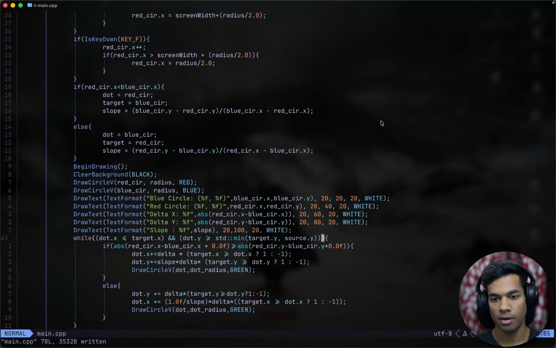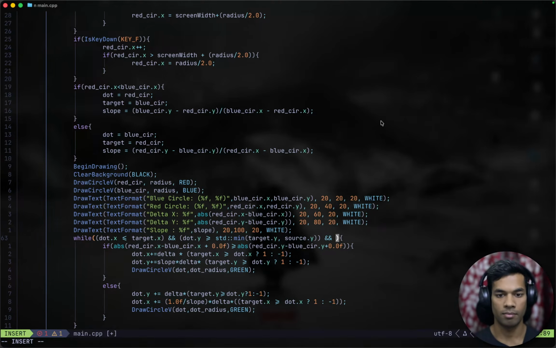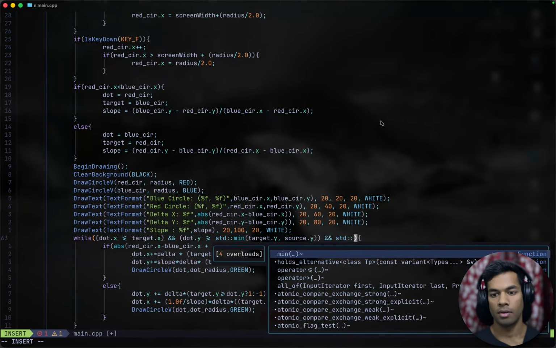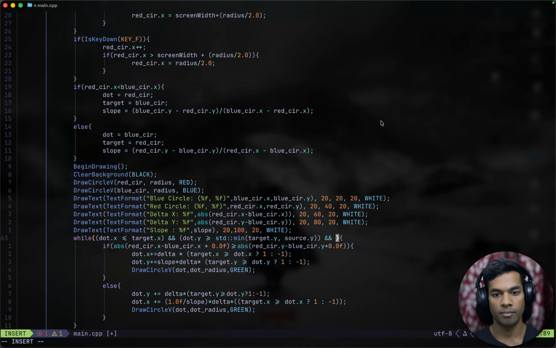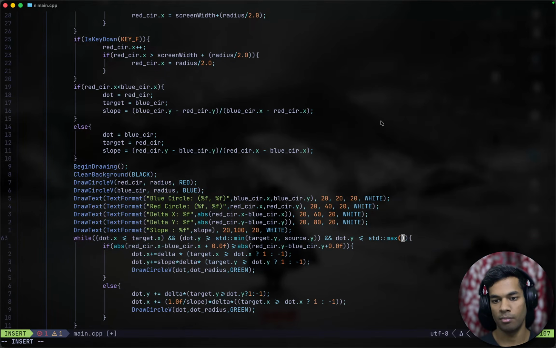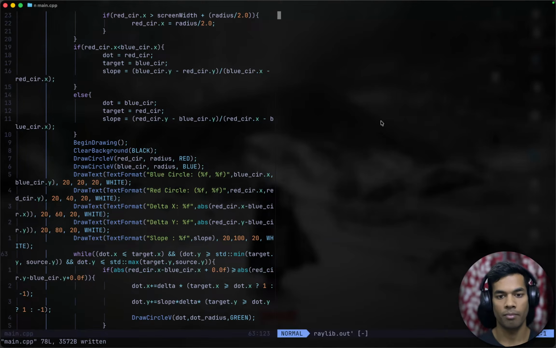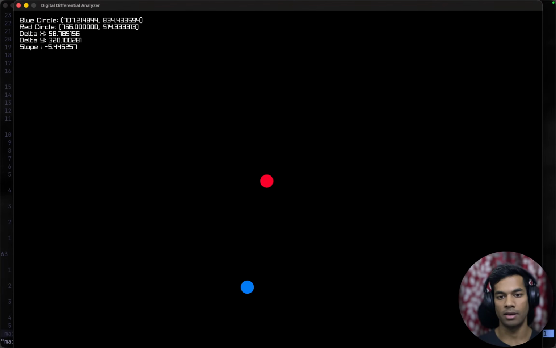Source dot y, and not just that, and dot dot y has to be smaller than or equal to maximum of target dot y comma source dot y. Okay, this might work. This might work, but no, it does not work. Hmm.